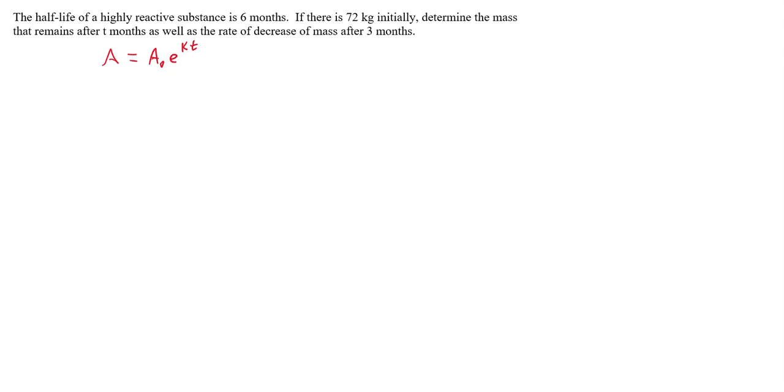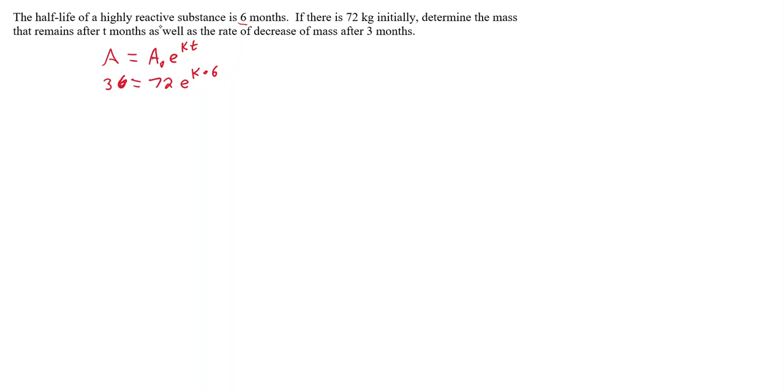We can do that pretty easily because it's a half-life question, right? So half would be remaining after 6 months. So let's fill that in. Let's say our initial was 72, and then e to the power of k, and this is all happening after 6 months, so it'd be times 6. How much would be left? Well, there'd be half of the 72, so there'd be 36.